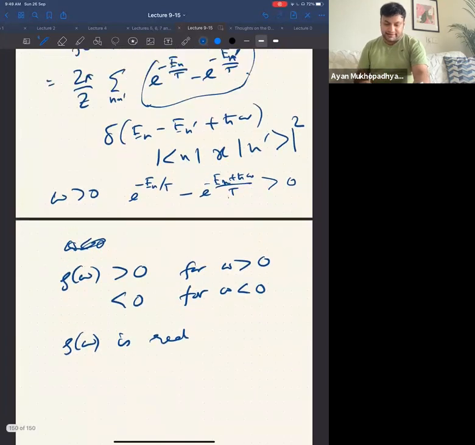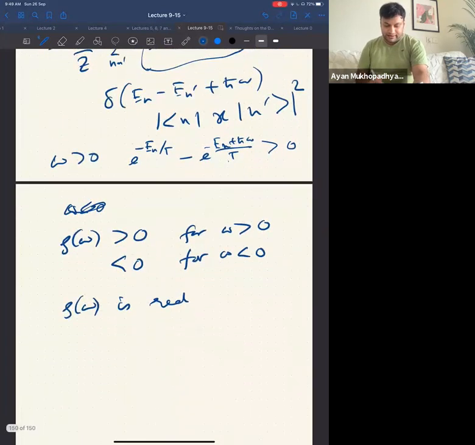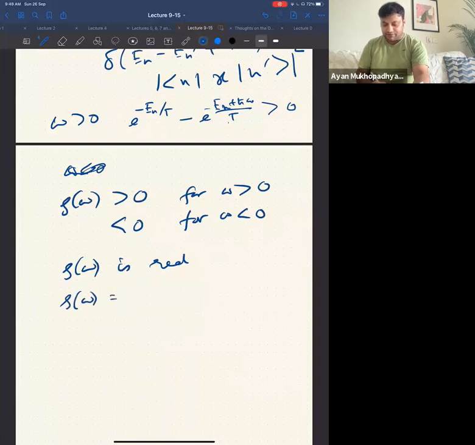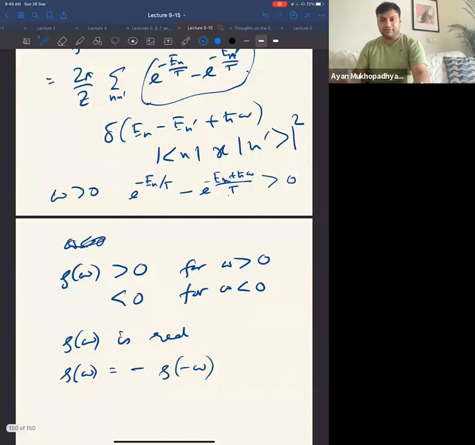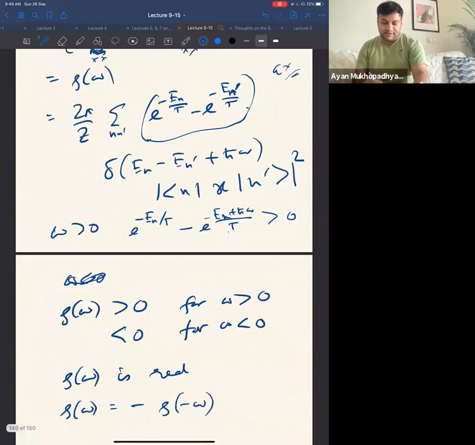And also the other thing you can see is that rho omega is equal to minus rho minus omega. That's also very easy to see from this expression. Okay, so if you just take omega to minus omega, you can relabel n and n prime, you get minus of the same thing. Because this is symmetric in n and n prime, but this factor is odd when you interchange n and n prime. So then you will see that these things are true, right?